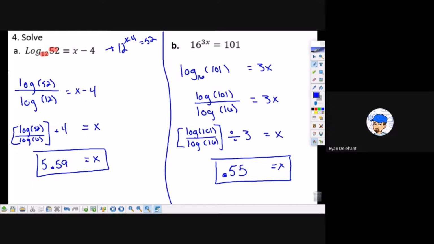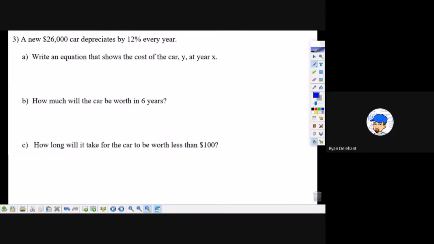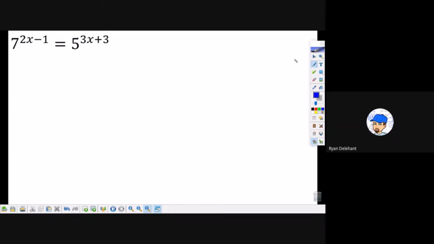All right, one more that I want to do with you. We're going to talk about these solving problems, okay? But there's one more type that is a little bit tough. And it's one that looks like this. When you get x in the exponent of both of these.